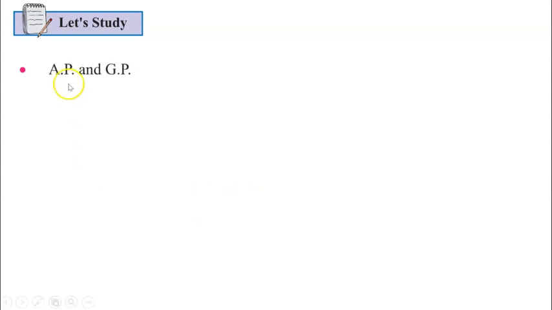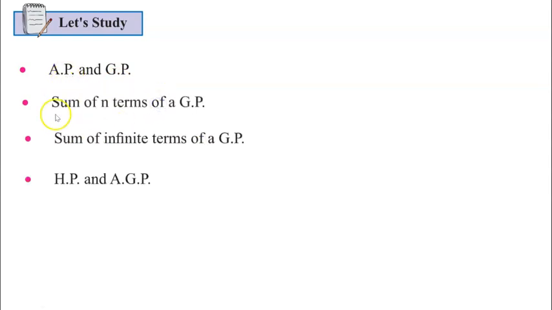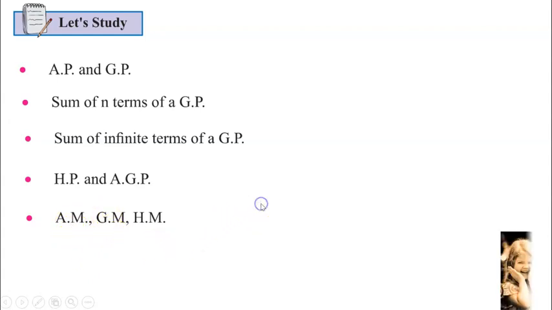Now let us start. But before that, what are we learning in this chapter? AP and GP, arithmetic progression and geometric progression, sum of n terms of a GP, sum of infinite terms of a GP, and HP and AGP. AGP means arithmetico-geometric progression. Next, arithmetic mean, geometric mean, harmonic mean. Okay, now let us start.